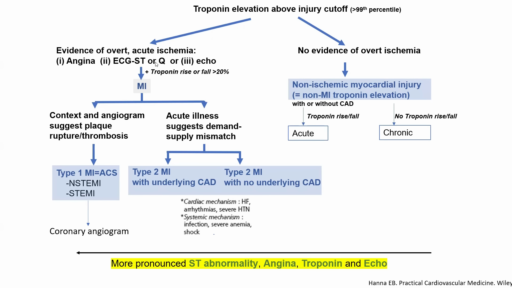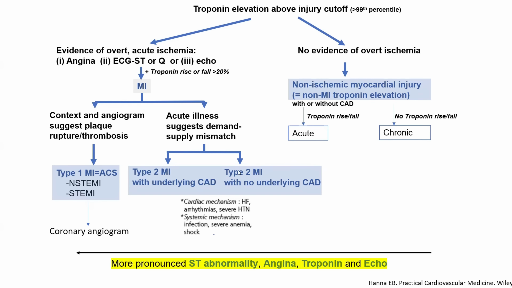And not T inversion. T inversion in general, even if it's dynamic, is not specific for ischemia unless it's the deep T inversion more than 5 millimeters that is evolving, progressive on EKG, or the biphasic T inversion, particularly the biphasic T inversion in the precordial leads that looks like Wellens, that I will show in a little bit.